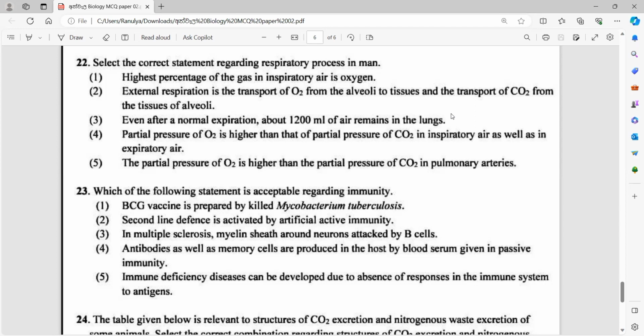Residual volume, that is 1,200. Residual volume means it is the volume of air that remains in the lungs even after a forceful expiration.